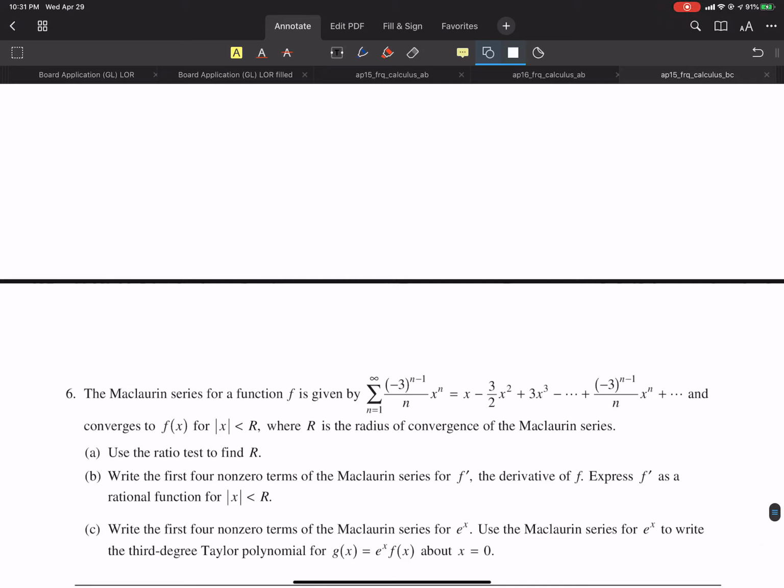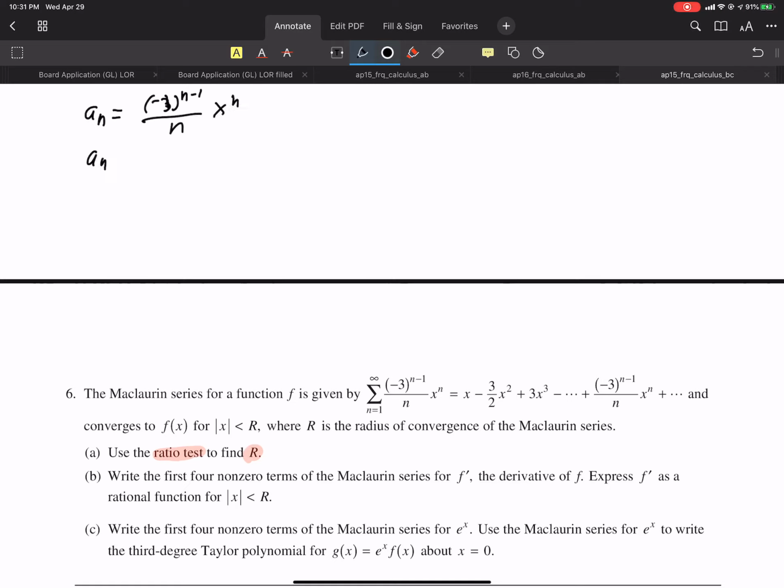Hello everybody, this is 2015 BC question number 6. It looks like it's not too bad. We want the ratio test just to find the radius of convergence. We don't have to find the interval, so it's a little bit easier. So we need our a sub n term, and that's just given to us very nicely, like such.